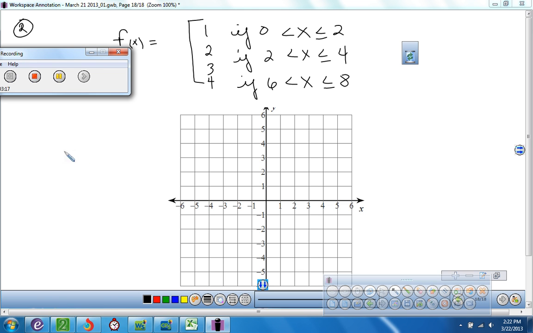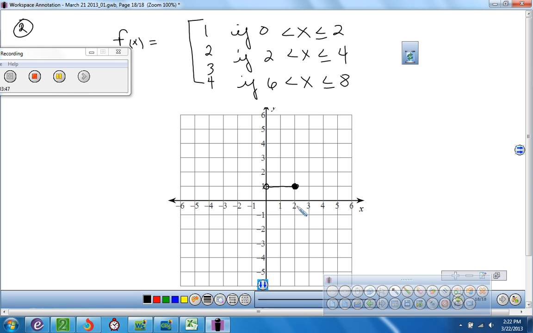Alright, now for question 2, we're going to graph a step function. So there's going to be places where the graph doesn't exist. Let's start out with the first part. From when x is 0 to 2, y is equal to 1. Now it's not equal to here, so we'll put an open circle, and then we'll go to 2. Now we're equal to here, so let's go ahead and fill in that circle.